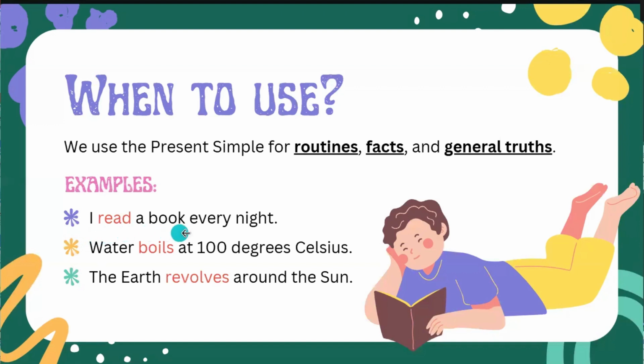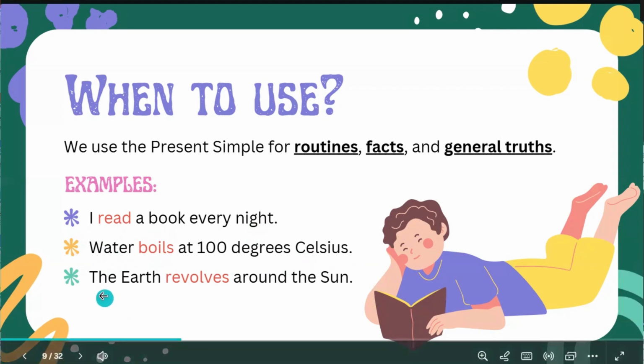Number 1, I read a book every night. So, isang routine na ginagawa mo every night. Nagbabasa ka ng libro bago matulog. So, that's a routine. Water boils at 100 degrees Celsius. So, water is our subject here. Boils is our verb. May S siya, kasi ang water is considered as singular subject. So the earth, isa lang ang earth, so it's singular. The earth revolves around the sun. So the word revolves, may S, ito yung verb natin.